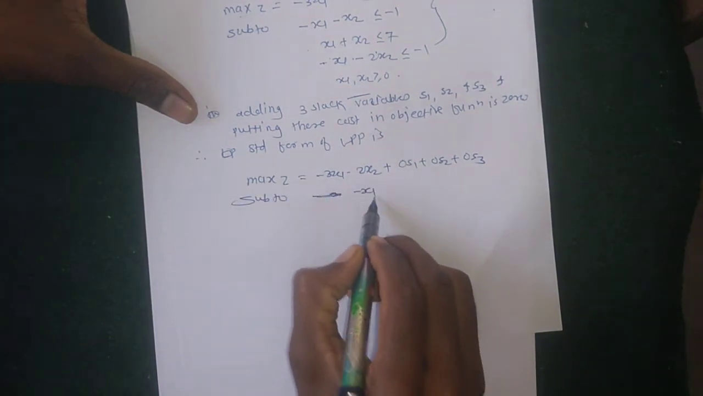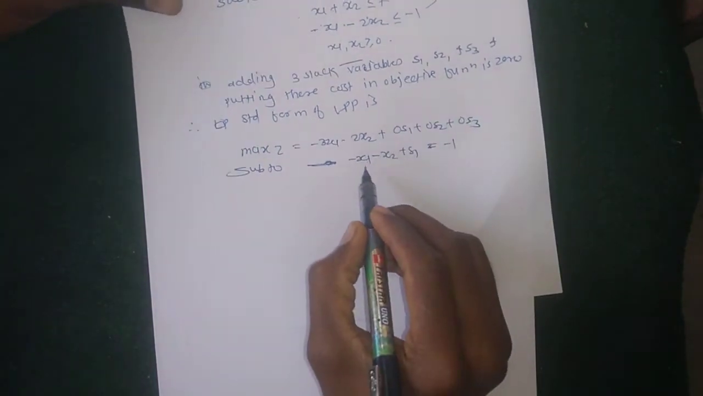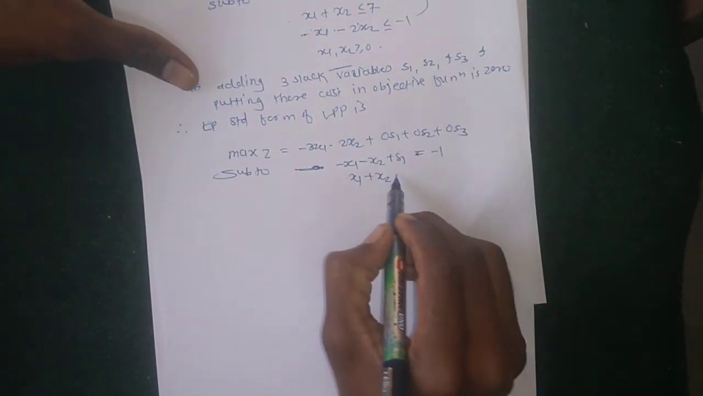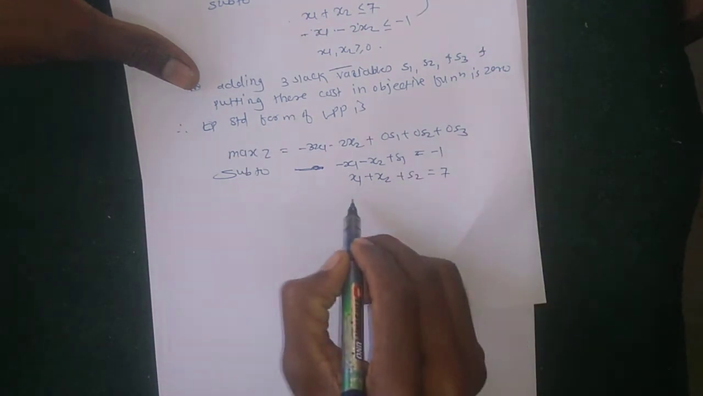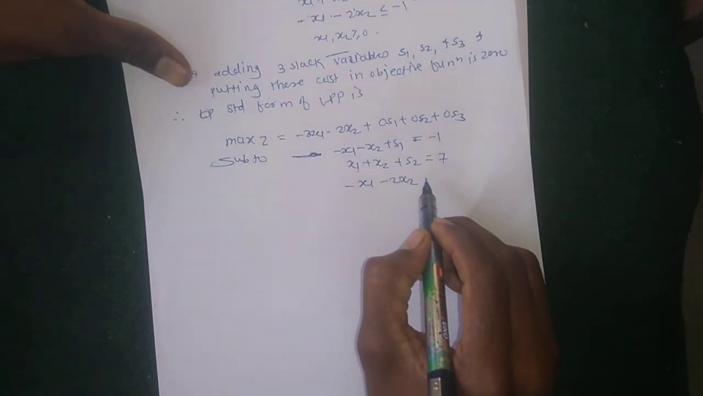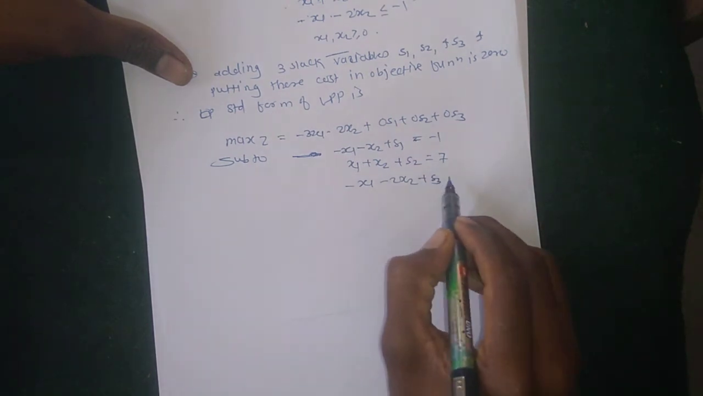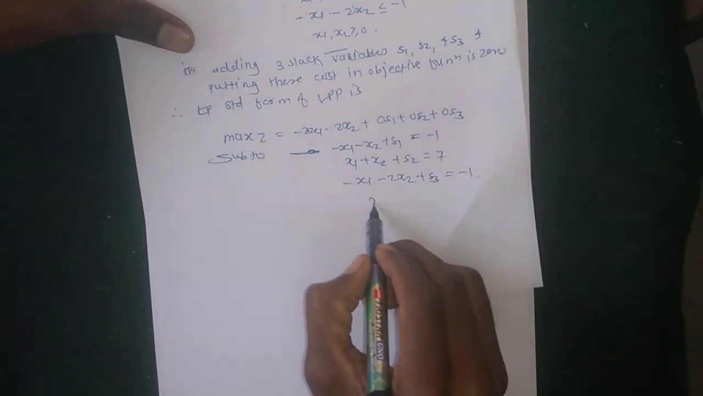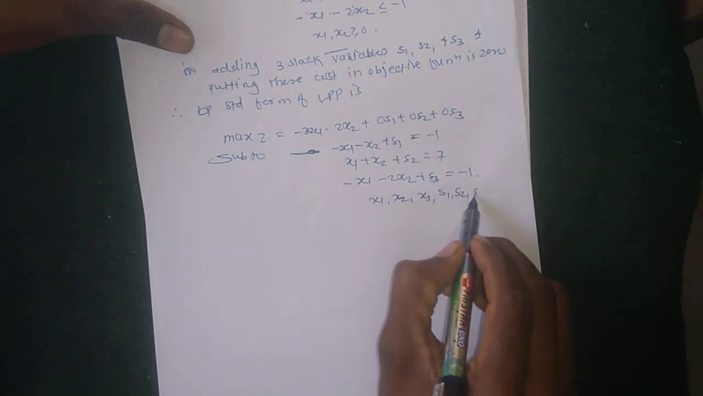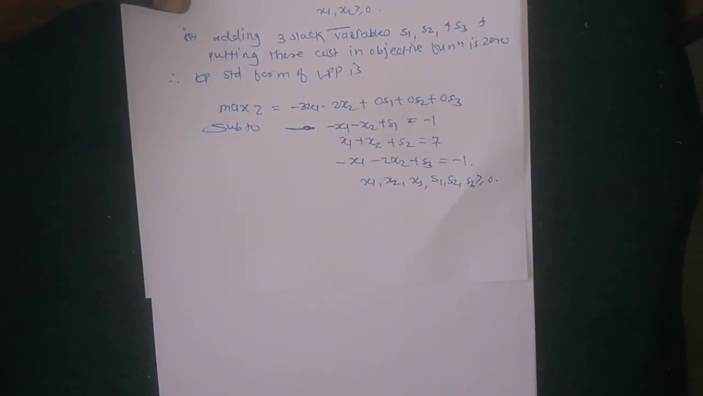Subject to minus x1 minus x2 plus s1 equal to minus 1, then x1 plus x2 plus s2 is equal to 7, and then minus x1 minus 2x2 plus s3, the third slack variable, equal to minus 10, and x1, x2, s1, s2, s3 are greater equal 0. Okay, so now we have to find the zj minus cj.